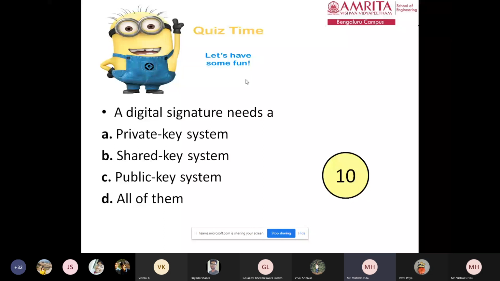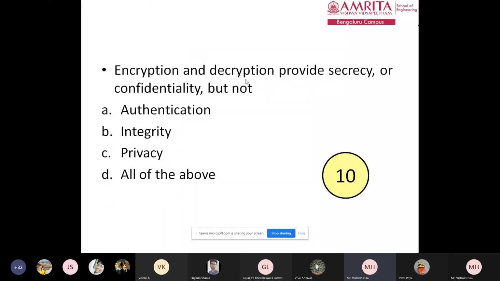Okay. Encryption and decryption provide secrecy or confidentiality, but not what? This is again another question. Encryption and decryption provide secrecy or confidentiality, which we generally call. But encryption and decryption doesn't provide what? Does encryption and decryption provide authentication, integrity, and privacy? All the three, or which one will it provide?